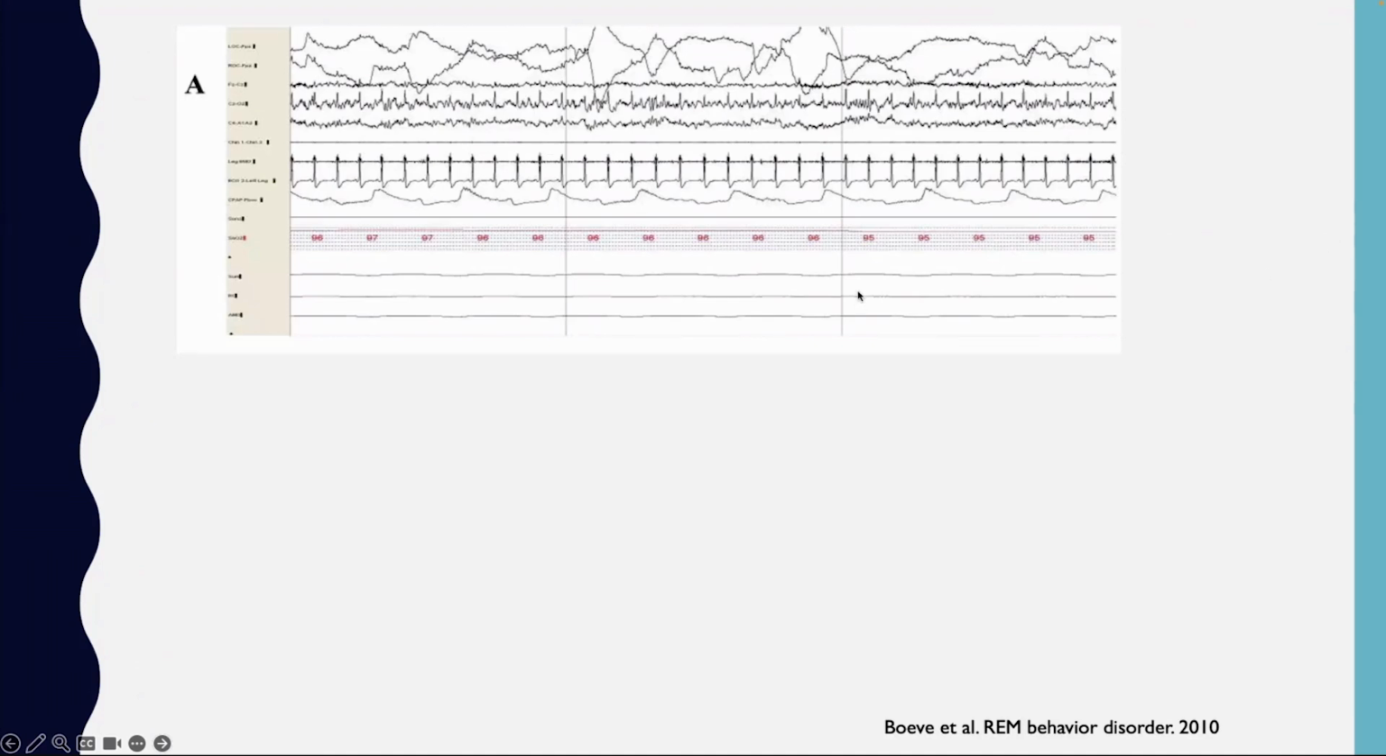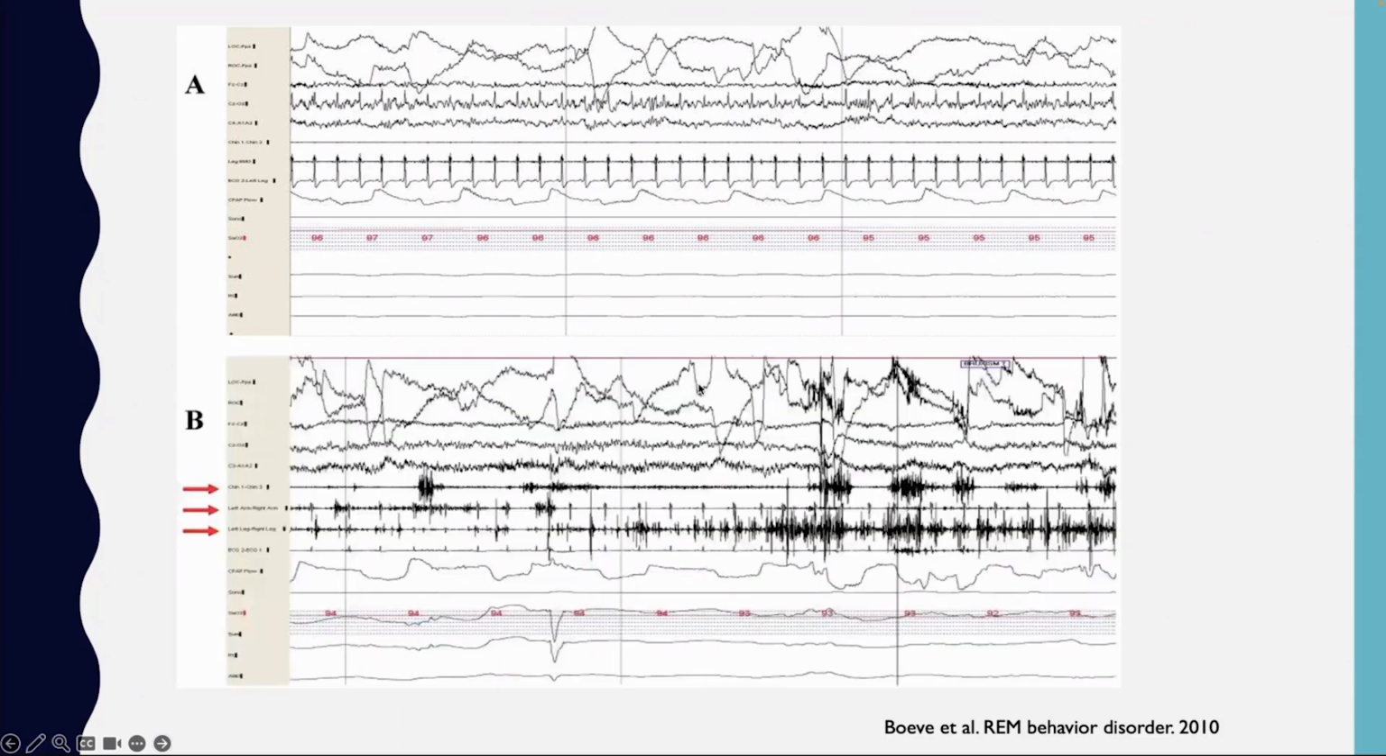So just to quickly show you an example of REM atonia. On the top, you see an example of normal REM sleep. You can see these nice rapid eye movements on the top here, and there's atonia on the chin EMG. Below here, you can see this patient has loss of REM atonia. So you can see loss of atonia in the chin lead and then the limb leads with these spikes and movements. And this is pathologic and would be characteristic of someone with REM behavior disorder.